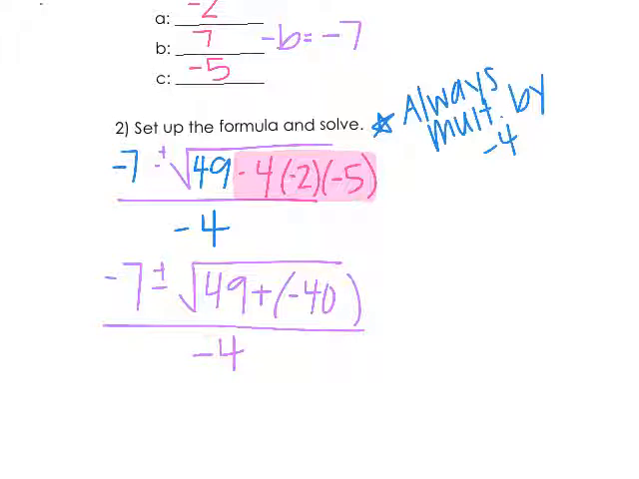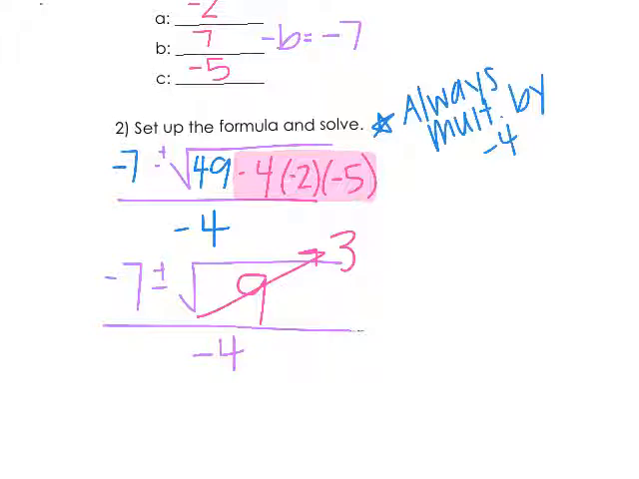All right, so -4 times your A times your C, and then that is always added to what is already under there. So 49 plus -40 is just the same thing as taking 49 minus 40, yes? 49 minus 40 is simply just 9, right? Do we know what the square root of 9 is? 3. Good. So instead of square root of 9, this becomes 3.